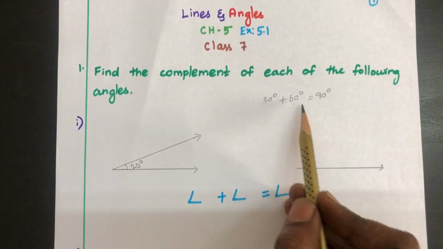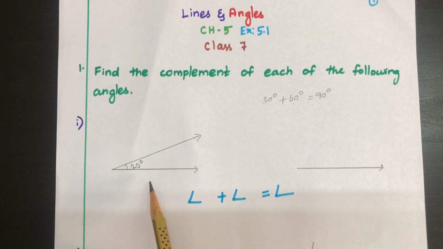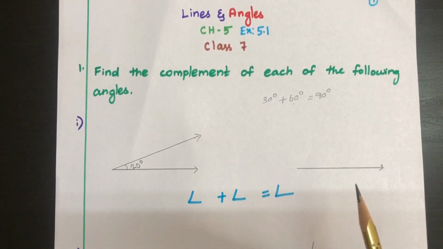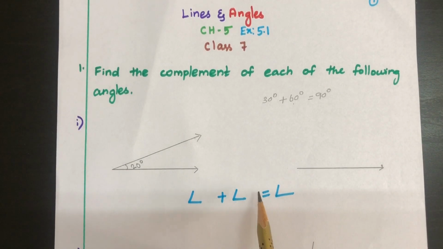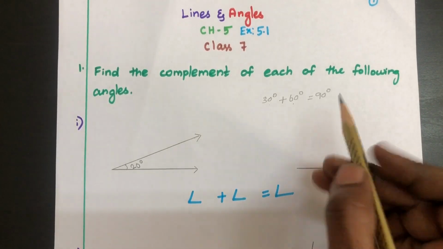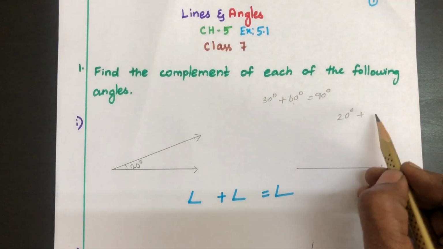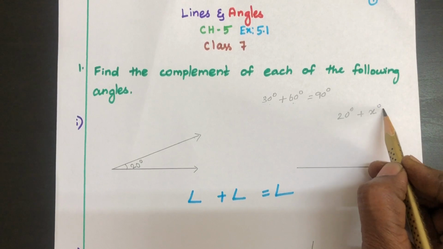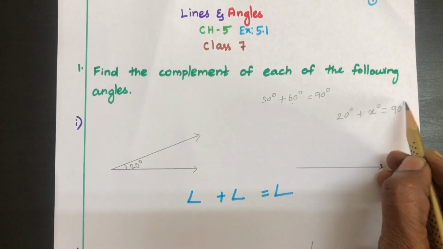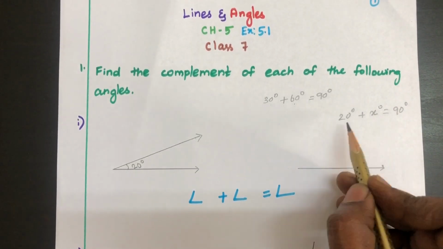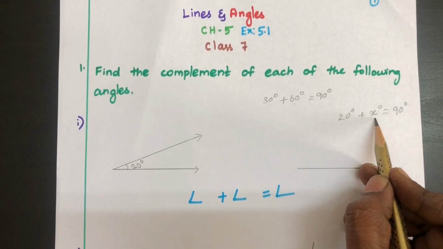So keep it in mind. See here, 20 degree. So what must be the other angle to make the sum 90 degree? We need to find this, right? 20 degree is given. We don't know the other angle, so x degree, and the sum equals 90 degree. If the sum makes 90 degree, then only this 20 degree is complement to this x degree. So we will find it.